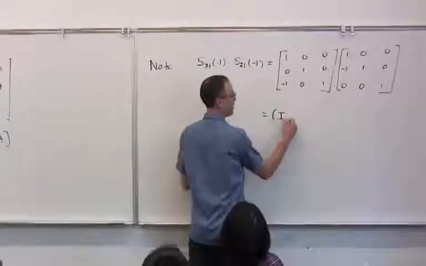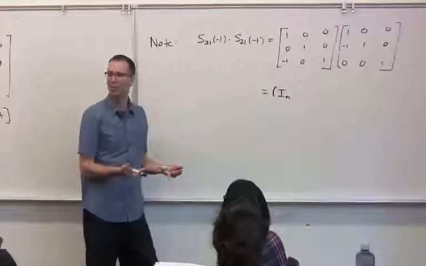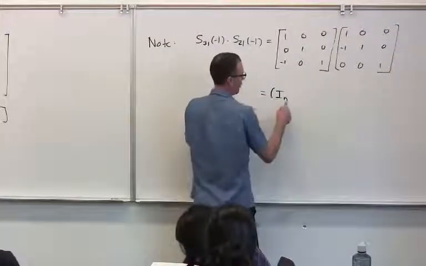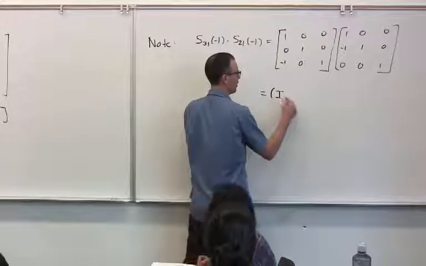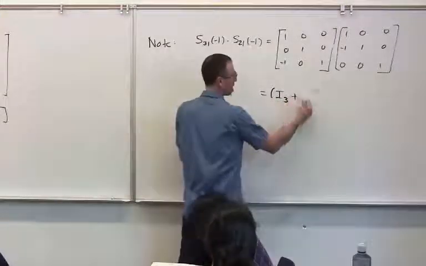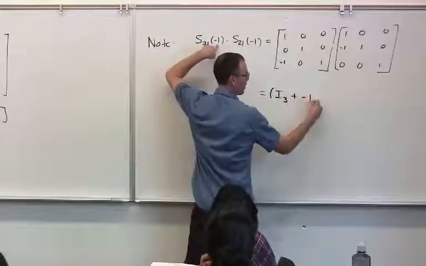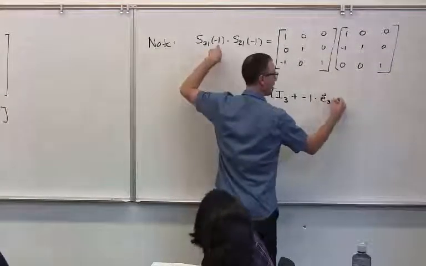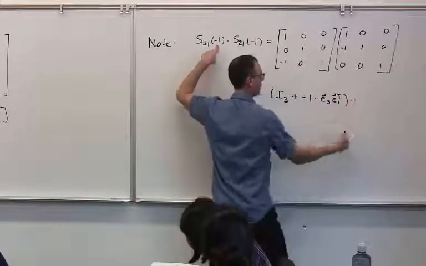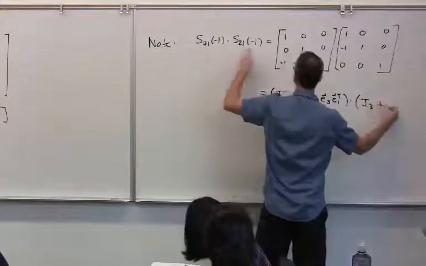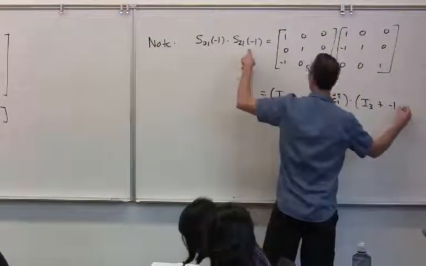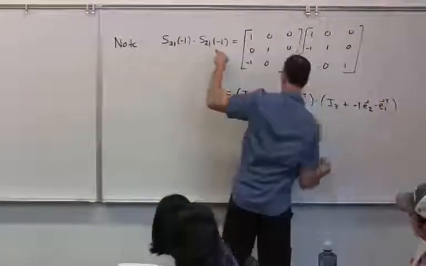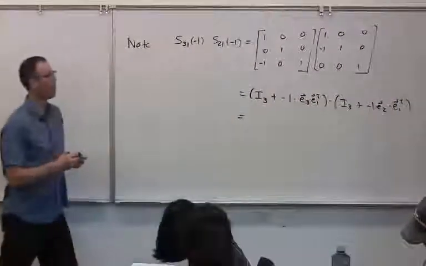Yeah, so you have the identity matrix. And let's just do it in I_N, shall we? We could do it in I3, it doesn't really matter. You have the identity matrix plus negative 1, E3, E1 transpose, times the identity matrix plus negative 1, E2, E1 transpose.